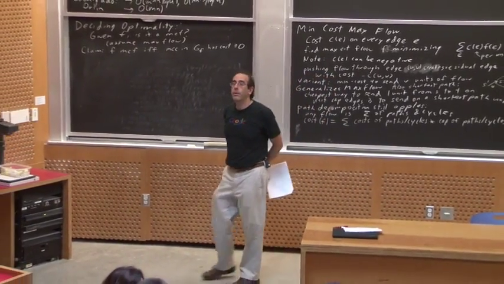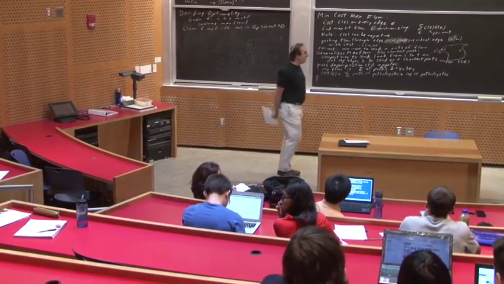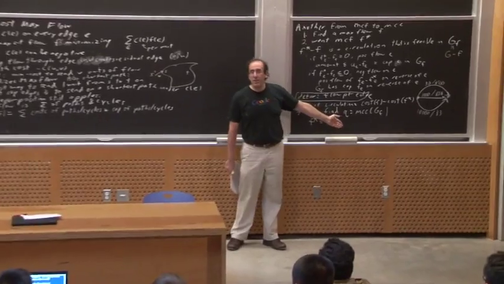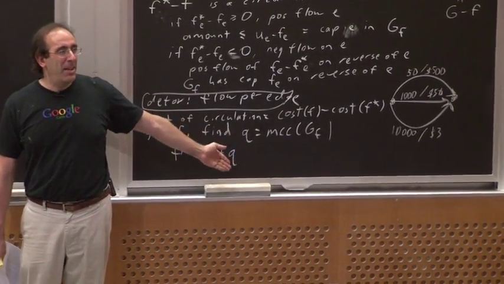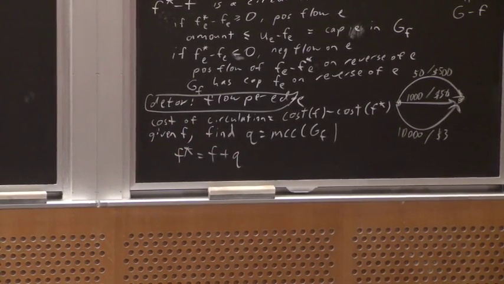Yes? Or at least one direction. If it weren't, then you could just add in that circulation and you have a better one. Exactly. That's what we proved right over here, right? If you find a min-cost circulation in this graph and its cost is less than 0, then you have just found a better flow, right?